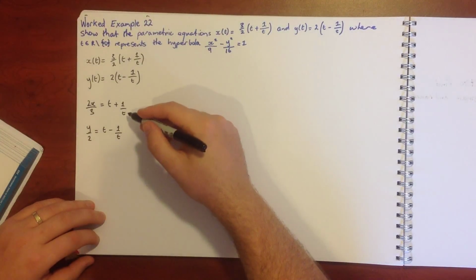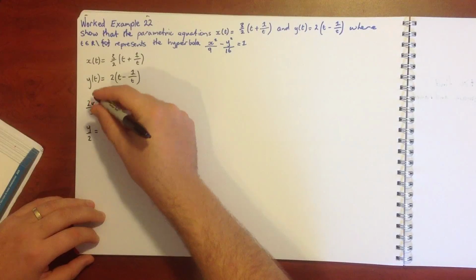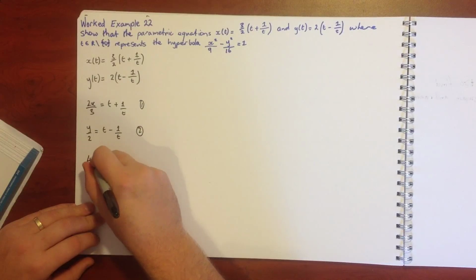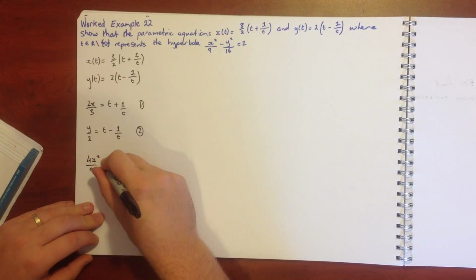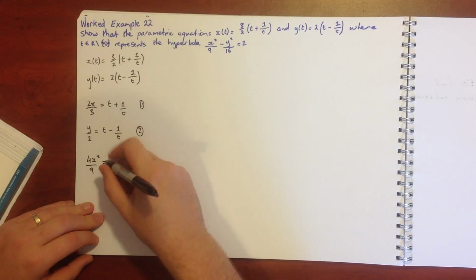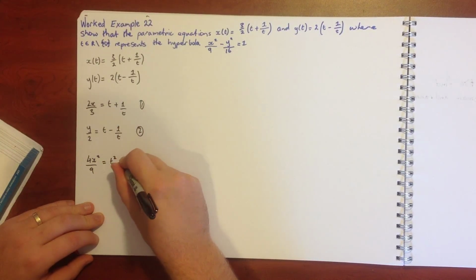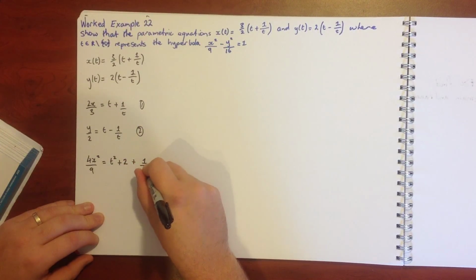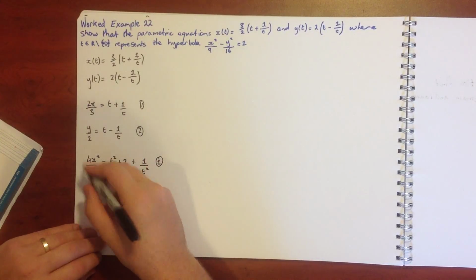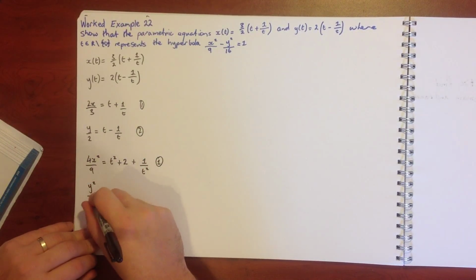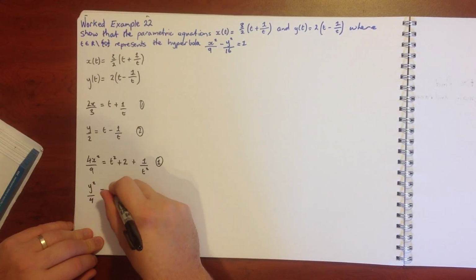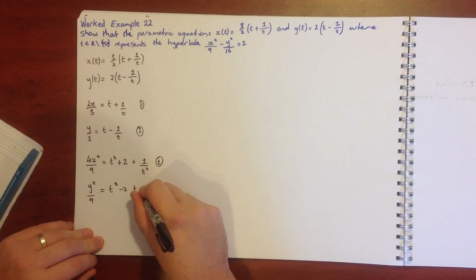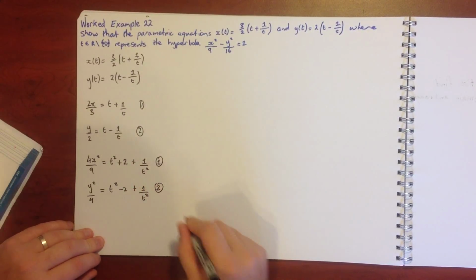Okay, and what we're going to do is we're actually going to square both of our equations here, which is going to give us, for this one, if we call that 1 and that 2, well, 1 is going to become 4x squared on 9 equals, when we square this side, we get t squared plus 2 plus 1 on t squared. That's what equation 1 became. Okay, and this one's going to be y squared on 4 equals t squared take 2 plus our 1 on t squared again. That would be equation 2.